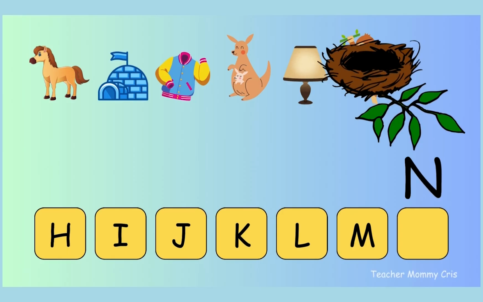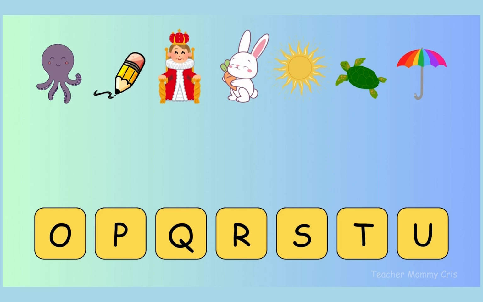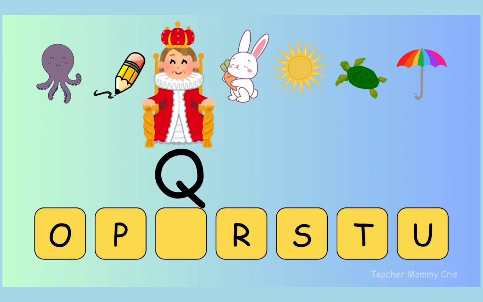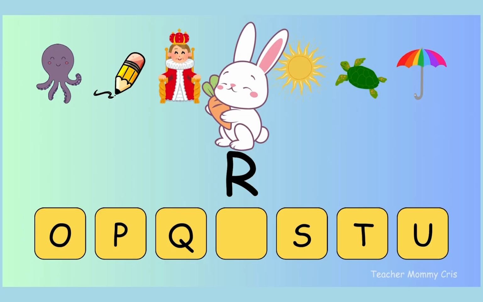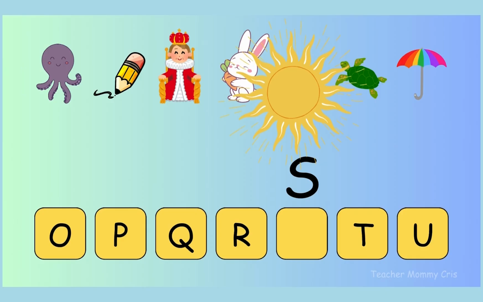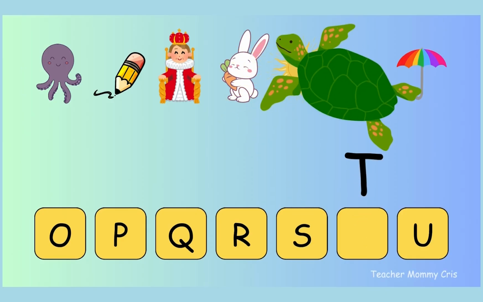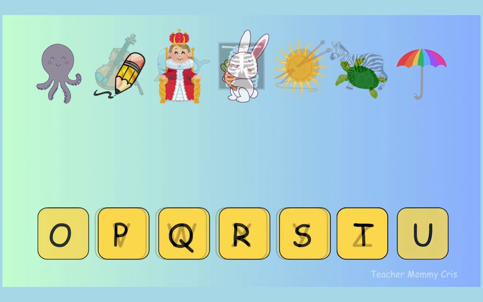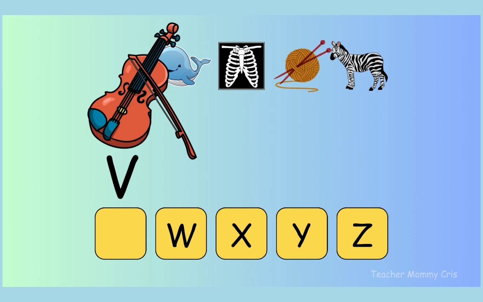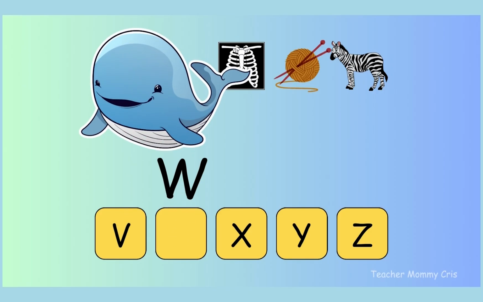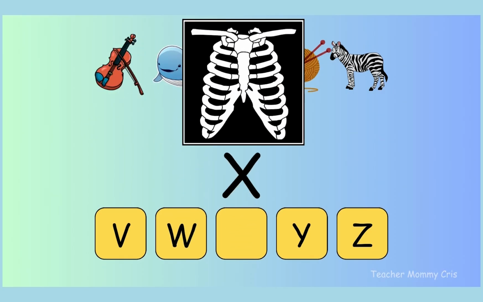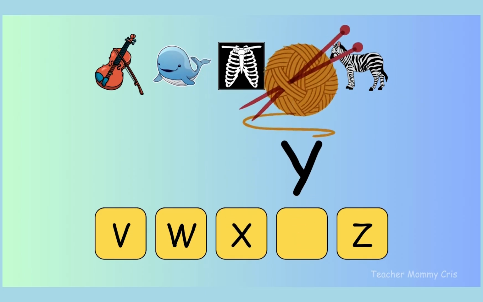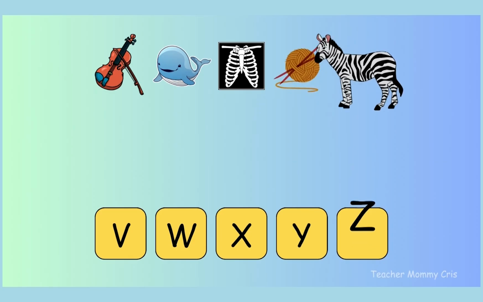N. Nest. O. Octopus. P. Pencil. Q. Queen. R. Rabbit. S. Sun. T. Turtle. U. Umbrella. V. Violin. W. Whale. X. X-ray. Y. Yarn. Z. Zebra.